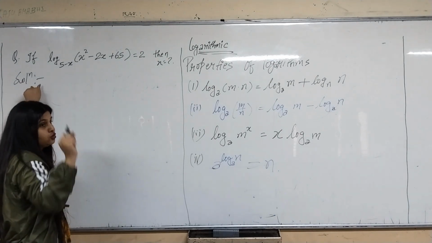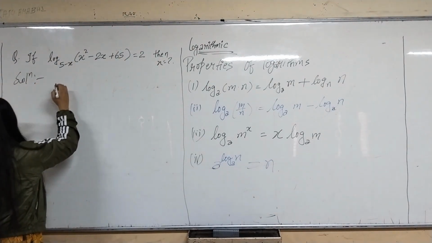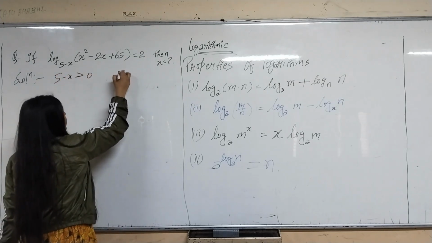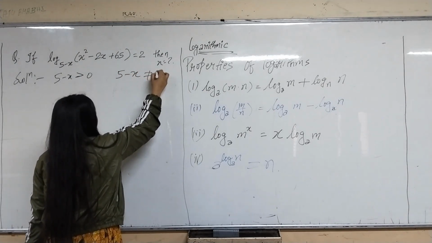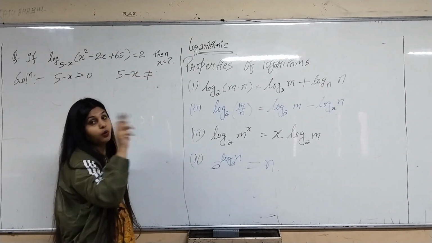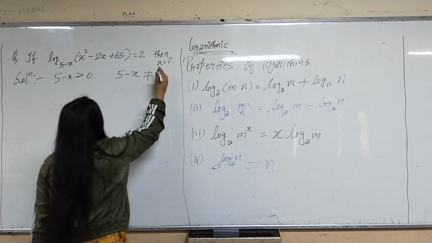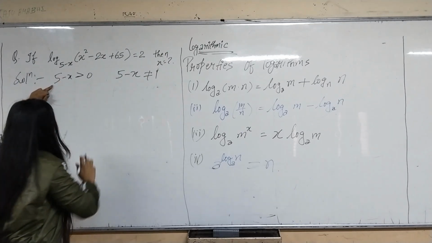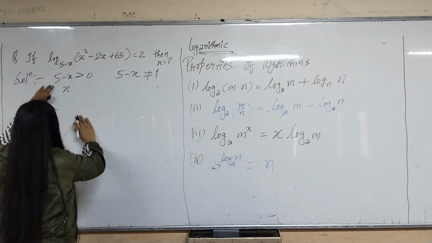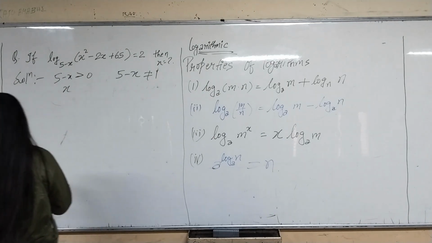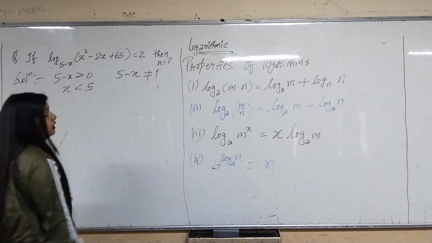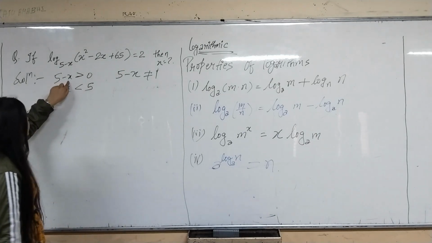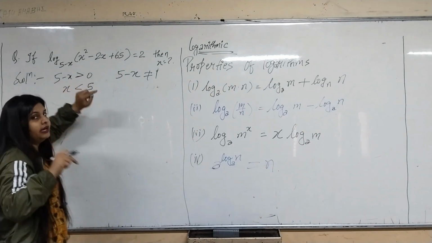Recall the condition. The base A should be greater than 0 and A should not be equal to what? 1. Right? So if 5 minus x is greater than 0, can you say x is less than 5? That means 5 minus something should be greater than 0, so x should be less than 5.